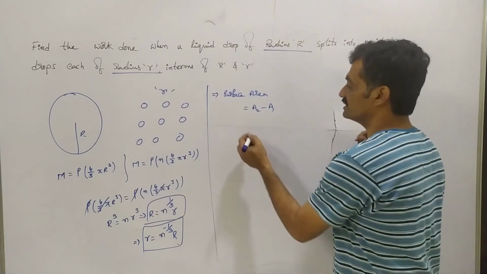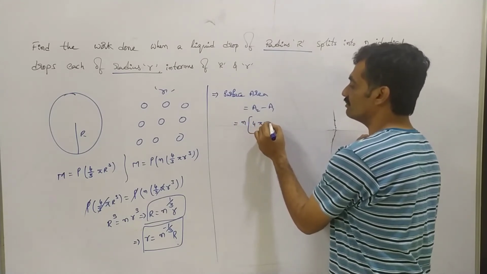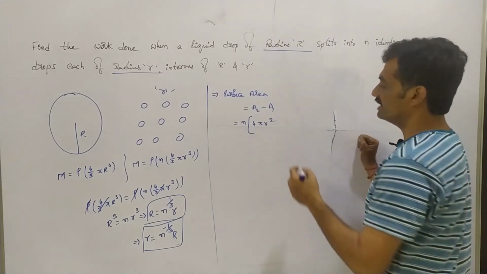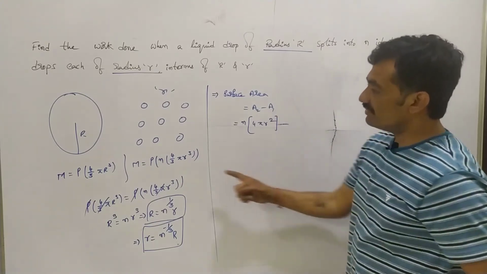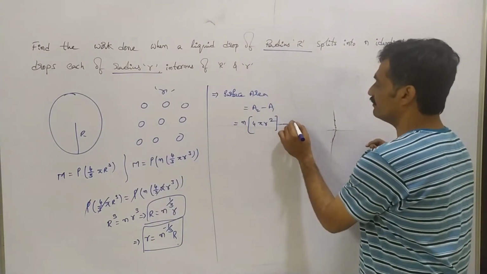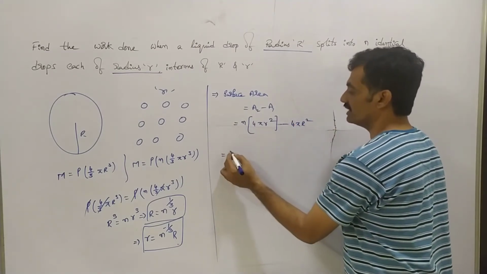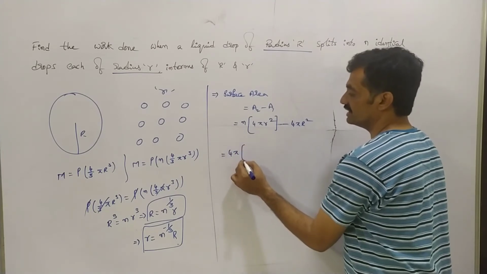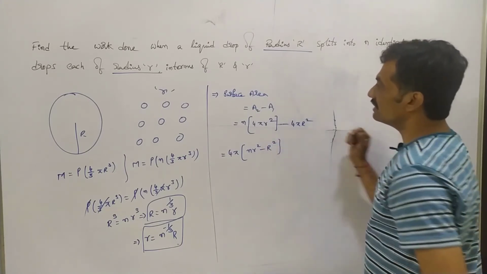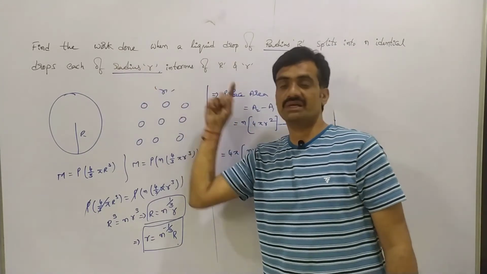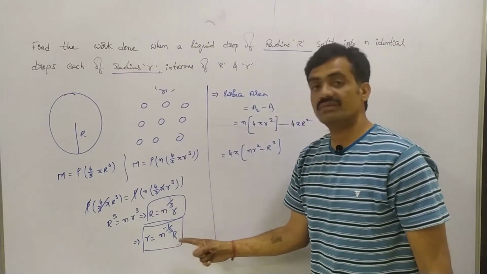The final area can be represented as the number of drops times the area of each drop, 4 pi r square, minus the area of the initial drop, which is 4 pi capital R square. When we take 4 pi as common, it can be represented as n r square minus R square. Here we have to represent the work done in terms of capital R. Observe that small r equals n to the power of minus 1 by 3 into R.